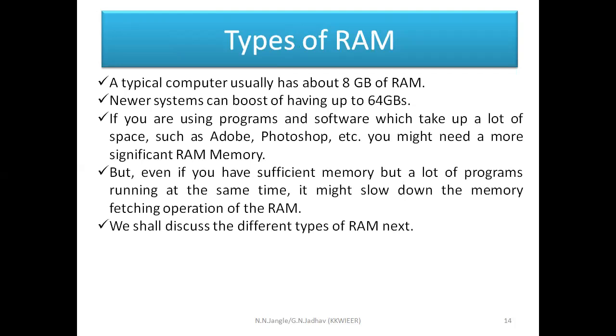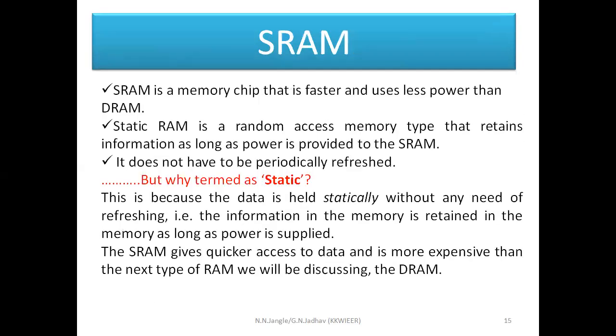Okay, so let us discuss the types of RAM. There are two types of RAM, SRAM and DRAM. SRAM, that is static random access memory, is a memory chip that is faster and uses less power than DRAM. Static RAM is a random access memory that retains information as long as power is provided to the SRAM. It does not have to be periodically refreshed.